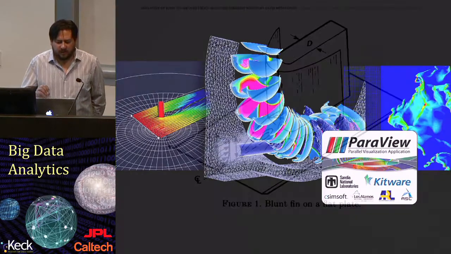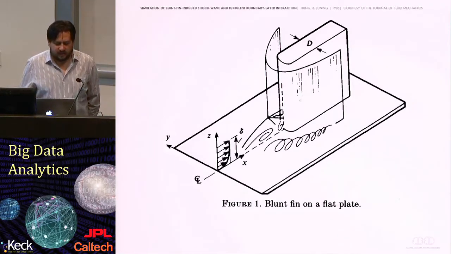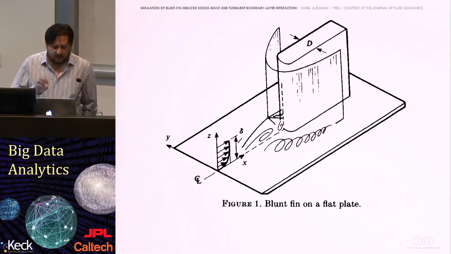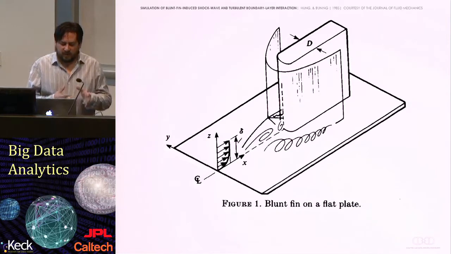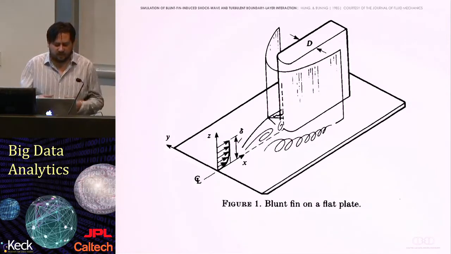Let's take an example of a classic data set. This is the blunt fin data set from the early 1980s, in which they decided to do one of the first fluid simulations to figure out the turbulence that happens as a flow goes over a wing.